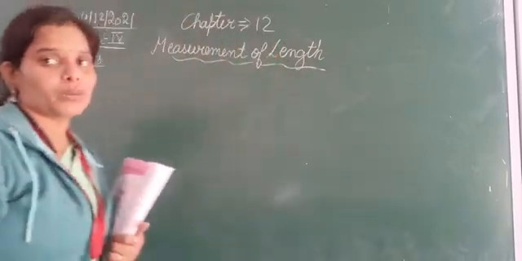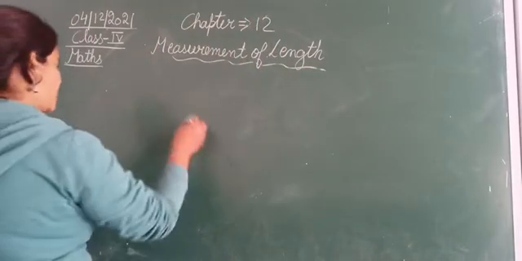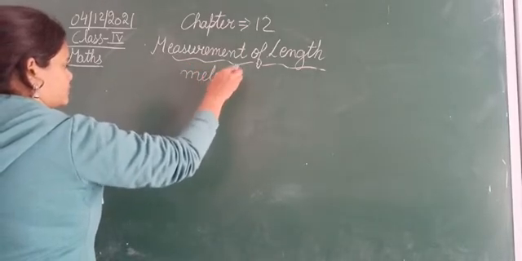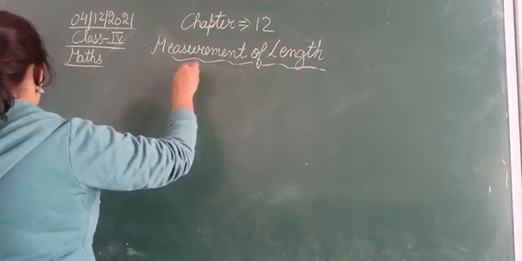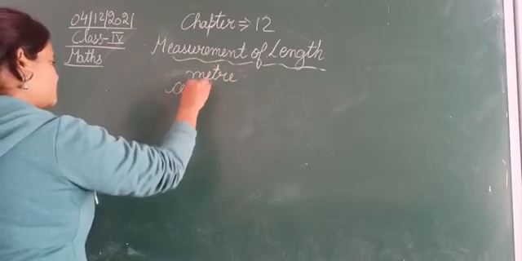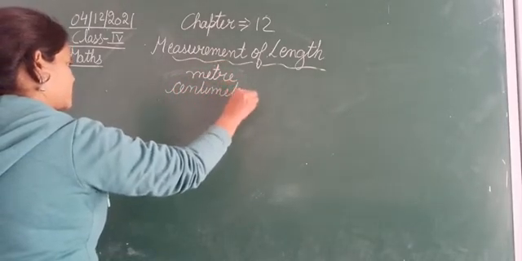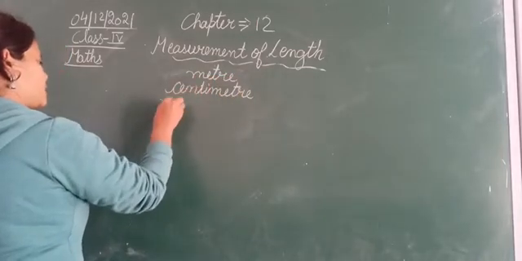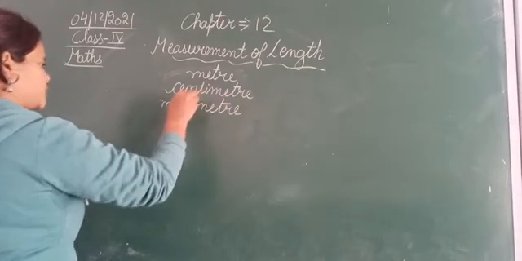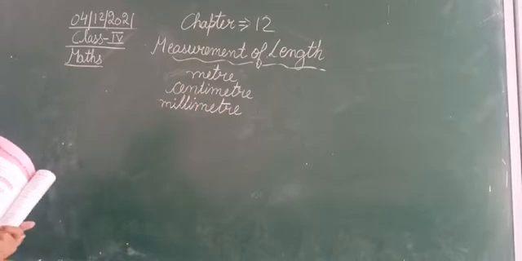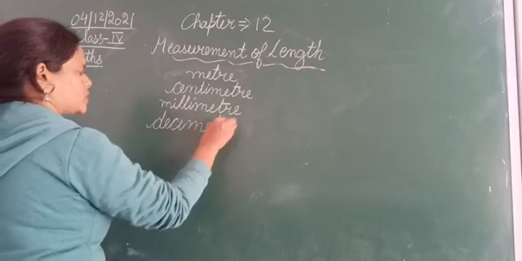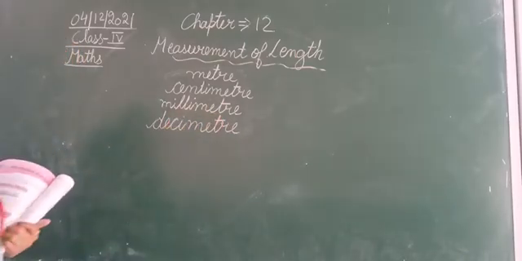So first and the most important one is that we can measure length in meter. We can measure length in meter, centimeter, millimeter. So these are the various basic units that we use. Other than that, decimeter. So these are the various units of measurement that we are talking about.